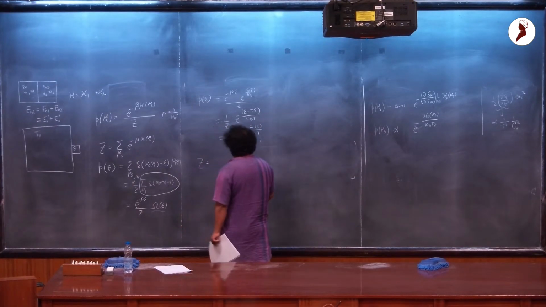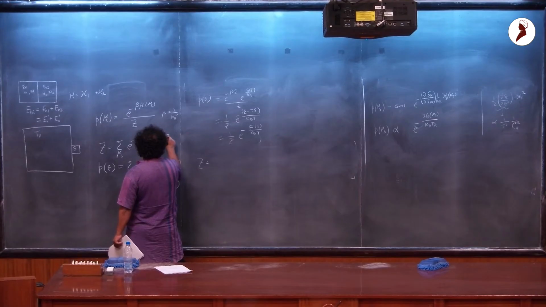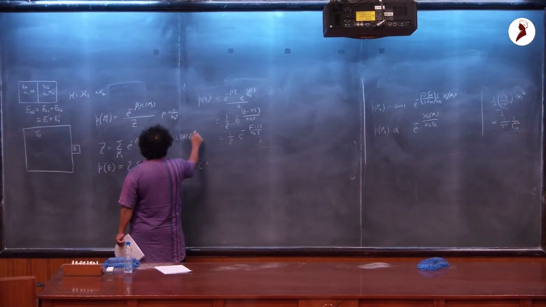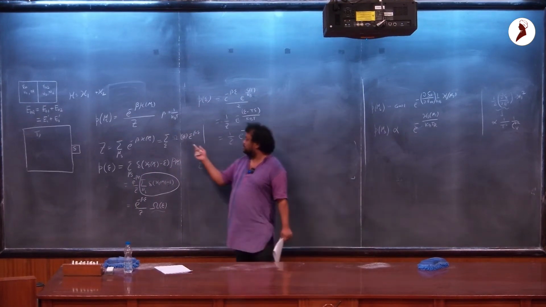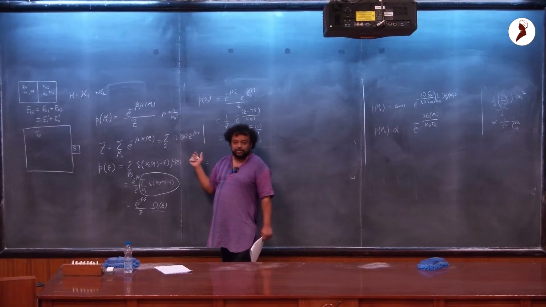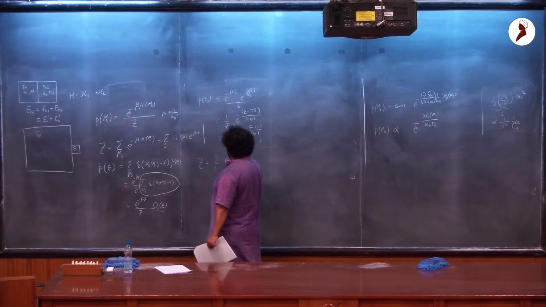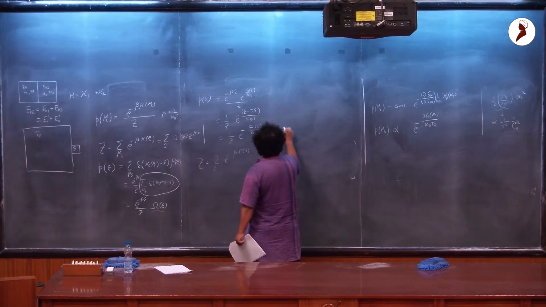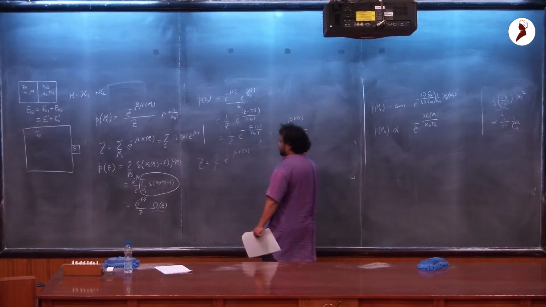So let's write what is Z. Z is this, but I can again write it as a sum over E of omega E e to the power minus beta E. I am just grouping the microscopic configurations which have energy E and then summing over all those groups. So Z can also be written as a sum over E of e to the power minus beta F E. So that means the probability is e to the power minus beta F E divided by the sum over E of e to the power minus beta F E.